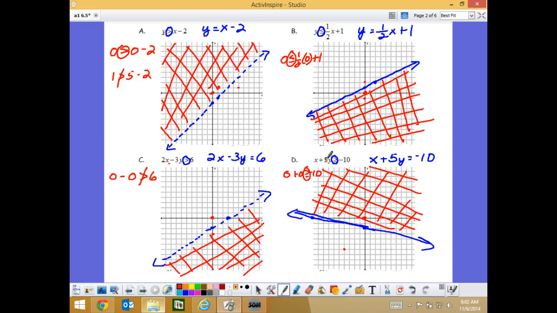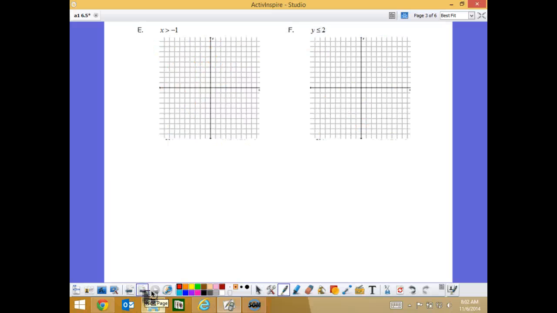So that is graphing linear inequalities. Now we're going to take a look at a couple of special cases where we only have one variable, x or y, so we have to refresh our memories on what kind of lines these are. And again, you do it the same way. First, you want to graph that boundary line, x equals -1.